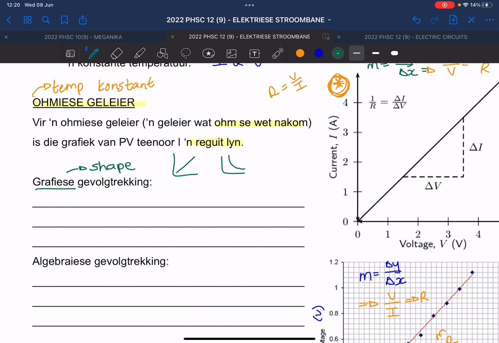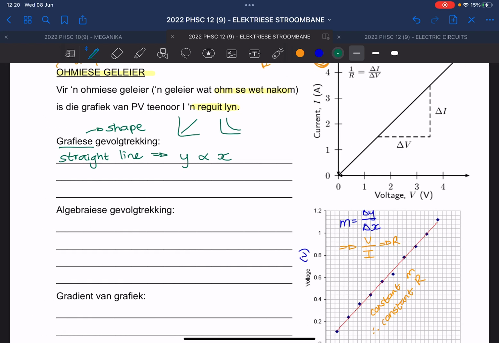Okay, so for a straight line graph, we can say that y is directly proportional to x. A is direk evenredig aan x. En jy ook dan aanneem dat die weerstand kan afleid en die temperatuur dan ook dus. So dis die afleiding wat jy gemaak by die algebraïese afleiding.